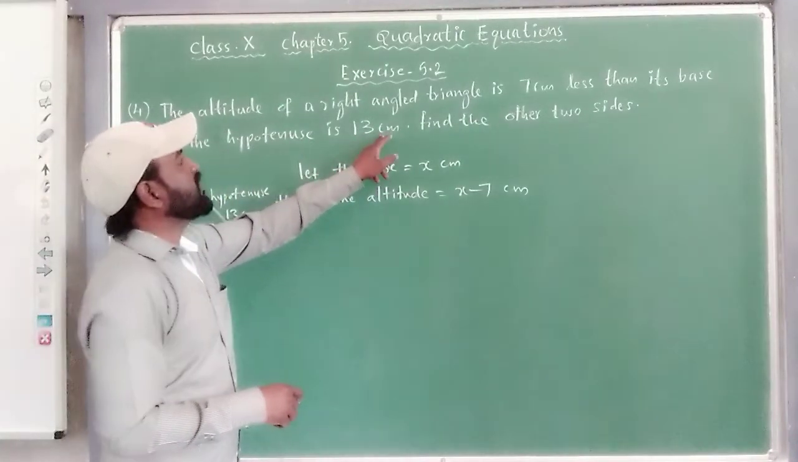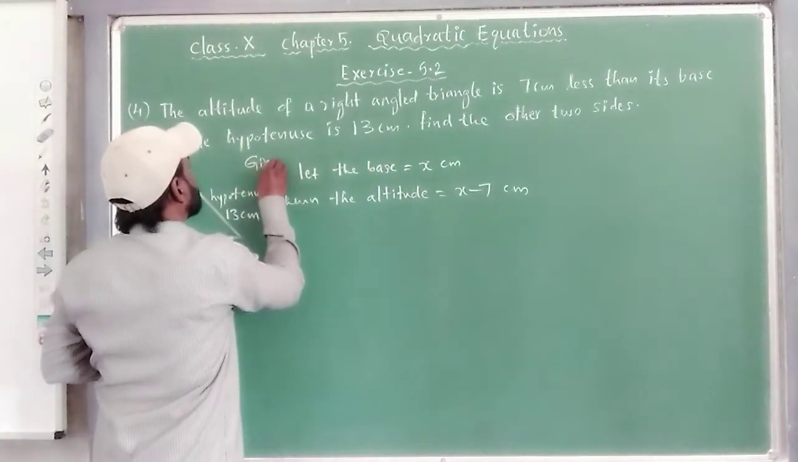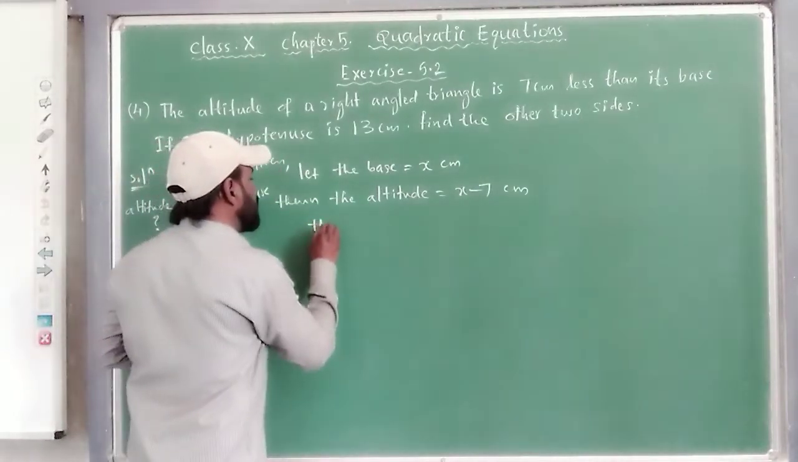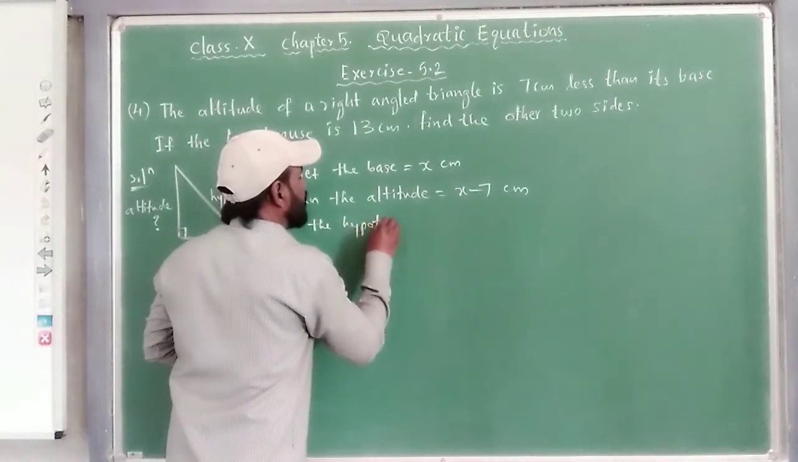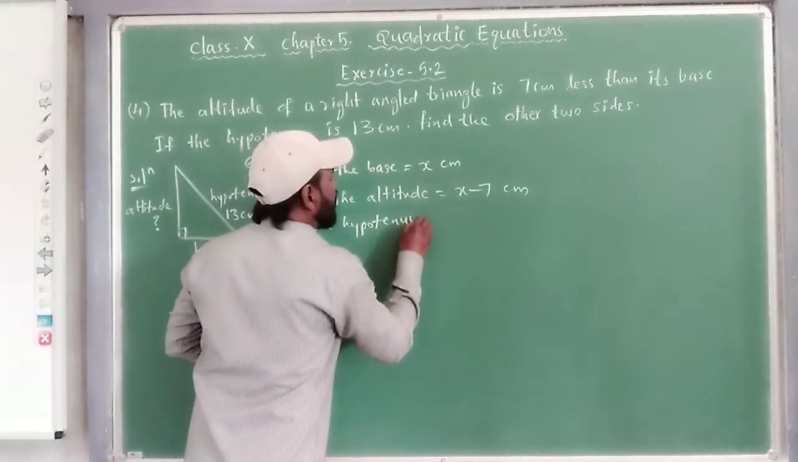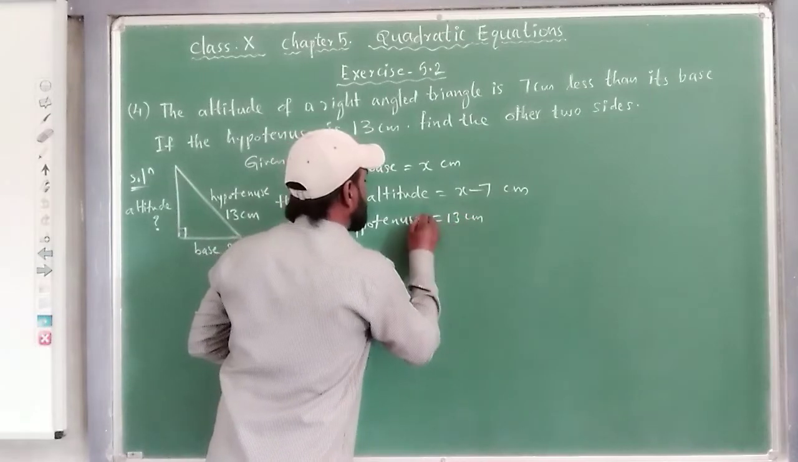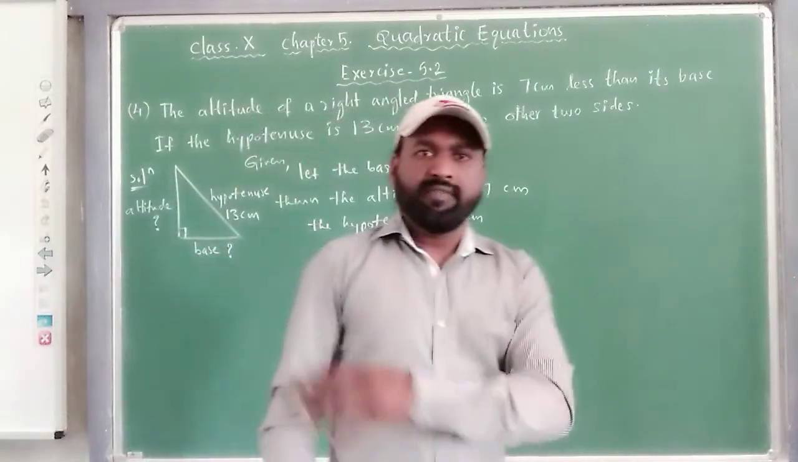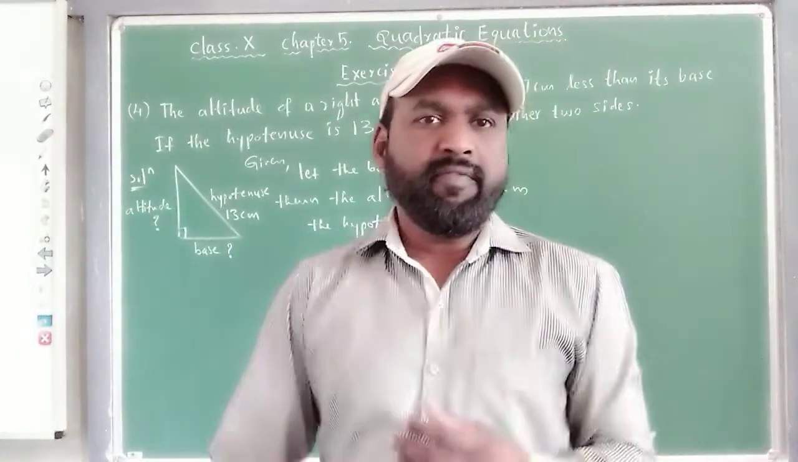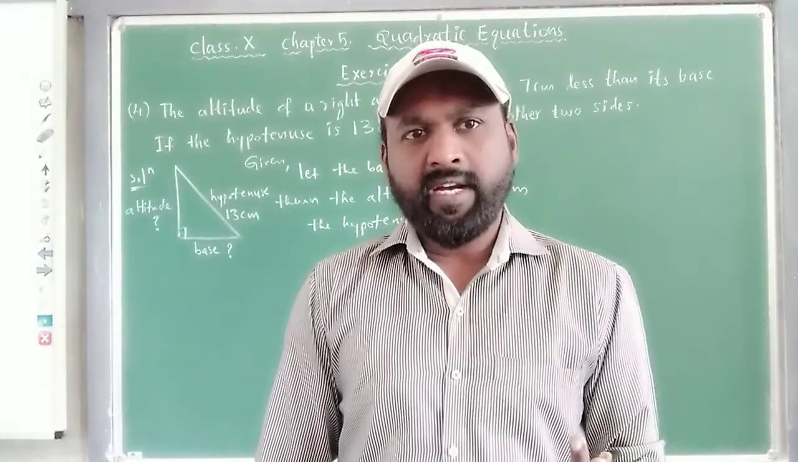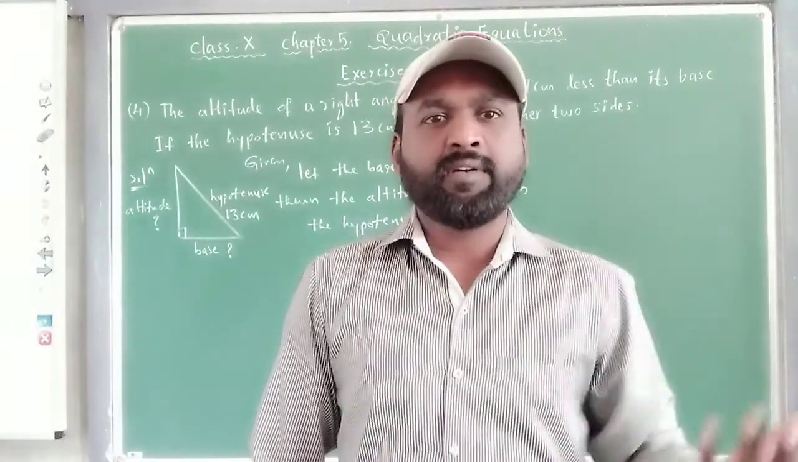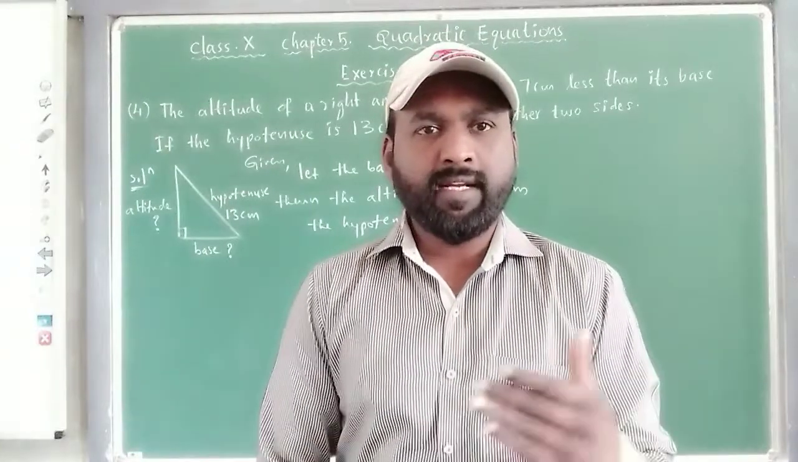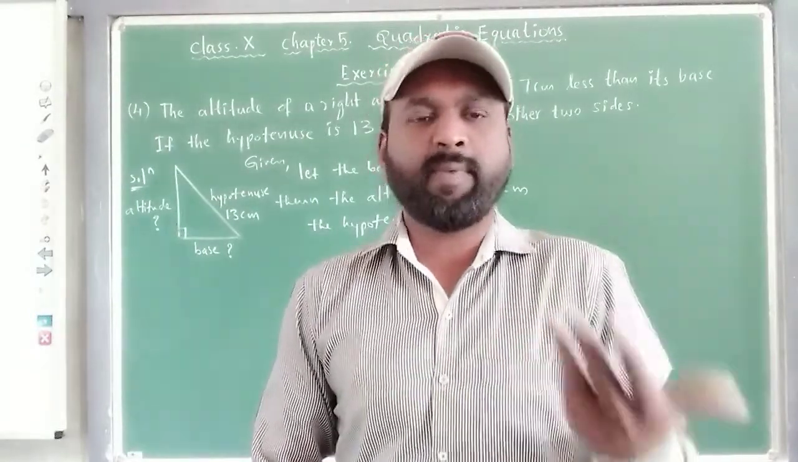Now the hypotenuse is directly given, 13 centimeters. These are all the given information in the question. So in order to write the quadratic equation, we should make a relation of these sides. Whenever we do any kind of simplification related to the right angle triangle, we always use the Pythagoras theorem. A right angle triangle always involves the Pythagoras theorem.